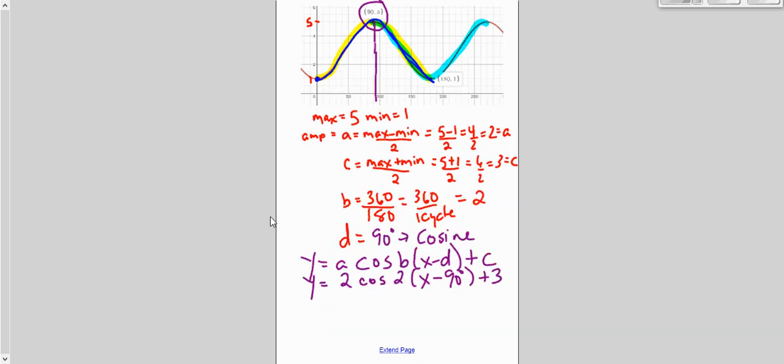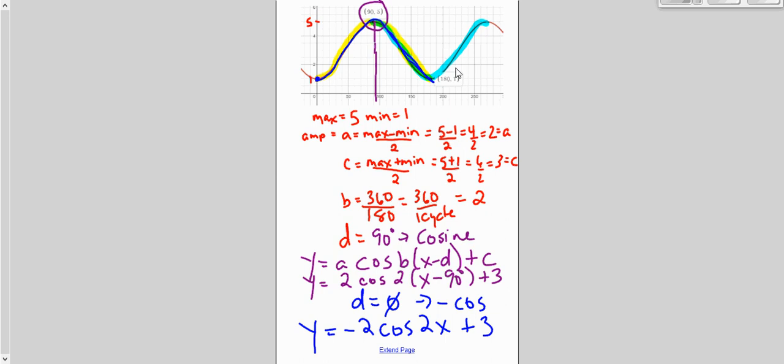So notice if I use a negative cos, it starts right here on my y-axis. So that means my phase shift is 0 for a negative cos graph. Then that equation would look like this: negative 2 cos 2x plus 3. Look how I didn't have to put in a phase shift because that negative cos started right there on the y axis.